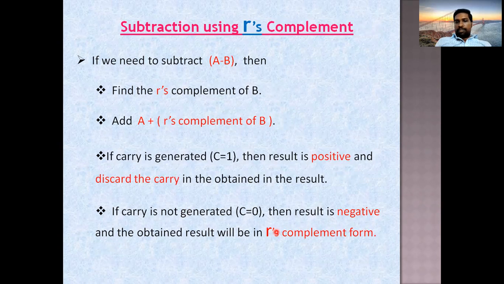But remember that whatever the problem is, or whatever subtraction you are doing, either you follow r minus 1's method or you follow r's method, you should get the same answer. Why? Because 3 minus 2 is equal to 1, or 3 plus of minus 2 is also 1 only. Okay, the method may differ, but the answer should be same. Whatever the method you follow, the answer you are getting should be same.